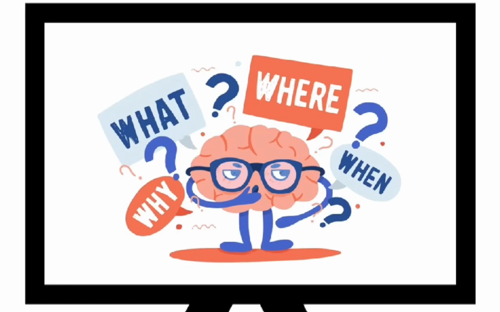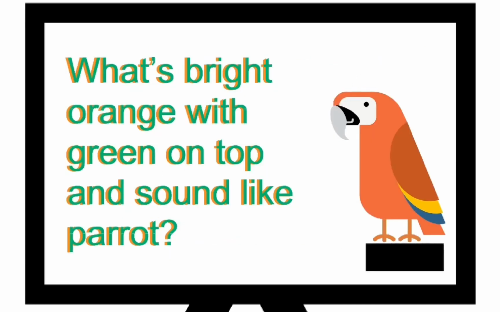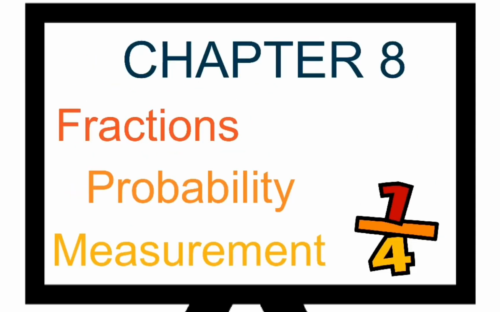First, let's do a riddle. What's bright orange with green on top and sounds like parrot? Take time to think about this riddle and we will find the answer at the end of the lesson. Keep it in mind. Today we are going to start with a new chapter.